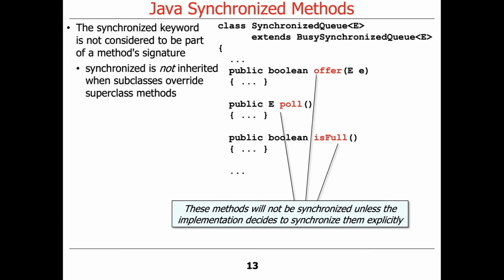So that's basically what that says. If you subclass something, if you have a synchronized queue that extends busy synchronized queue, these methods will not be synchronized unless you decide to explicitly mark them as synchronized or use synchronized statements within them.